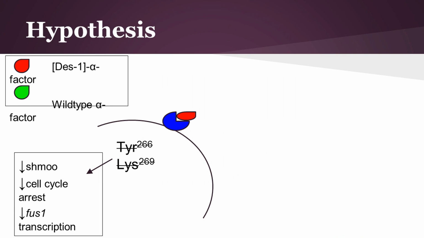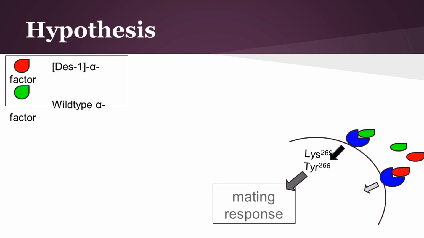Therefore, we hypothesize that the binding of DES1 alpha factor lacking the first tryptophan will result in less shmooing, less cell cycle arrest, and less FUS1 gene transcription than the binding of wild-type alpha factor. Additionally, we hypothesize that the simultaneous addition of wild-type alpha factor with DES1 alpha factor will also result in a reduced mating response. This is assuming that the amount of alpha factor added with single alpha factor treatments is sufficient to saturate the receptor. And now Allie will describe our general methods.